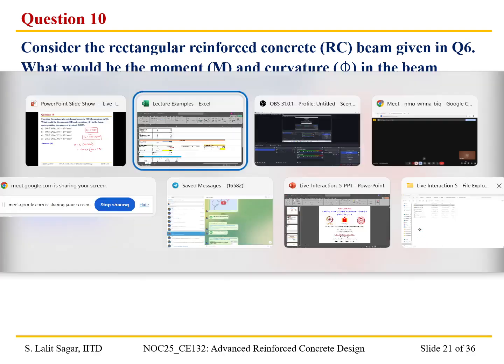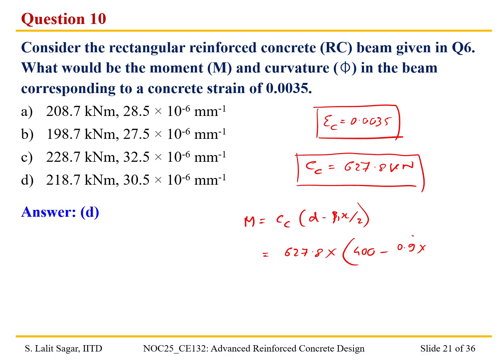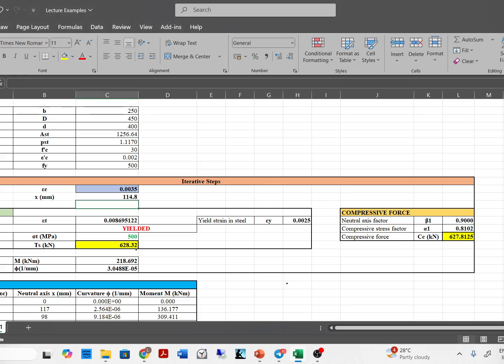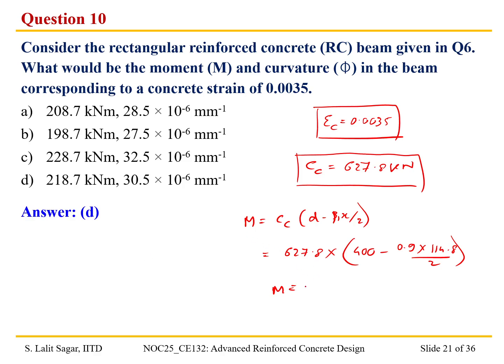What is the value of x that we got? x is 114.8 divided by 2, which yields us a value of M is equal to 218.7 kilonewton meter.